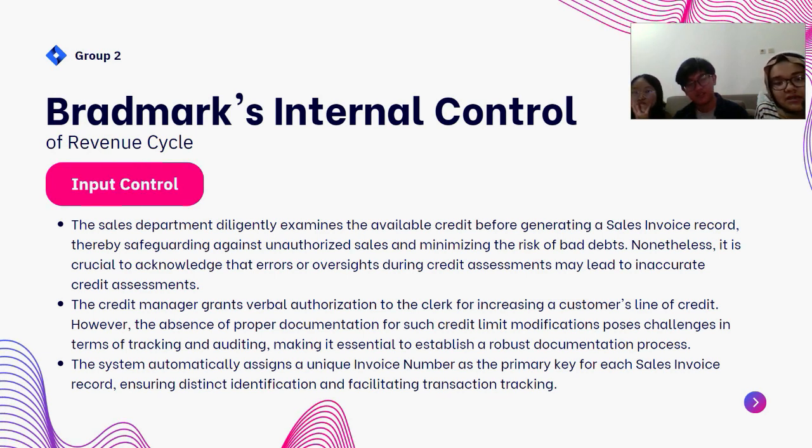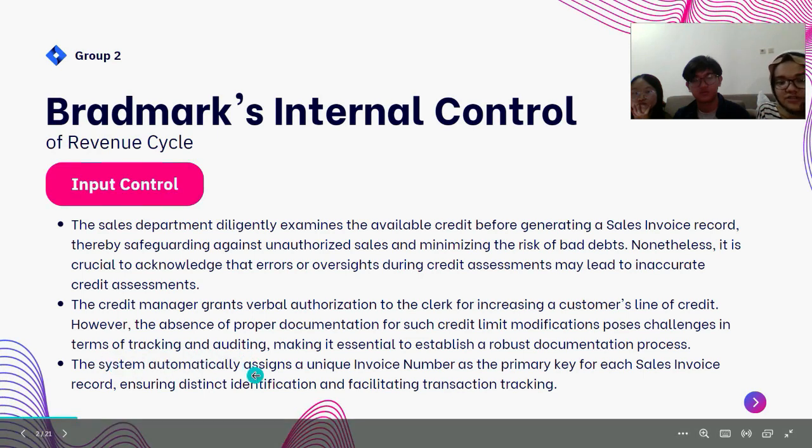And the next one, the credit manager grants verbal authorization to the clerk for increasing a customer's line of credit. However, it is also important to note that during the verbal authorization, there is an absence of proper documentation for such credit limit modification, and it can pose future challenges in terms of tracking and auditing, making it essential to establish a robust documentation process.